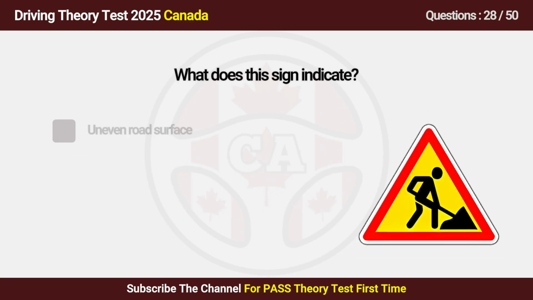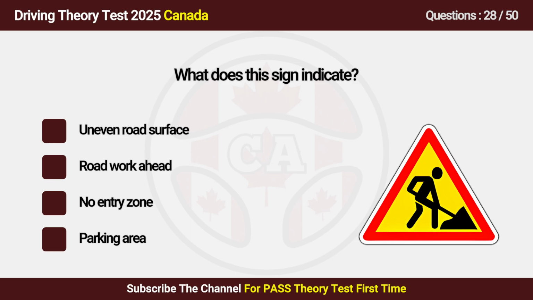Question 28. What does this sign indicate? A. Uneven road surface. B. Road work ahead. C. No entry zone. D. Parking area.